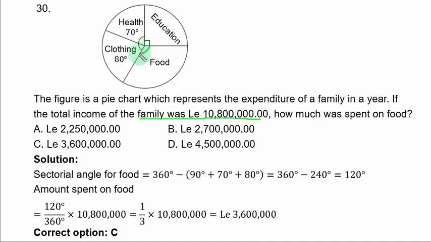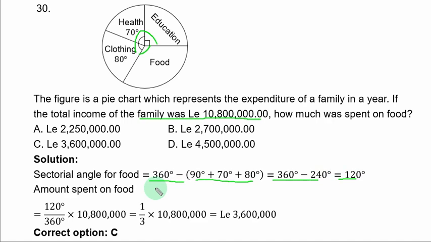The one for education is 90, health is 70, clothing is 80 degrees, and the sum of the angles in a pie chart is 360 degrees. So for food, if you add these 3 together, subtract from 360. So sectorial angle for food is equal to 360 degrees minus the sum of the other 3 sectors. So you have 360 degrees minus 240 degrees, and that is 120 degrees.